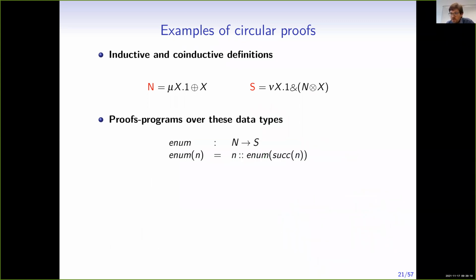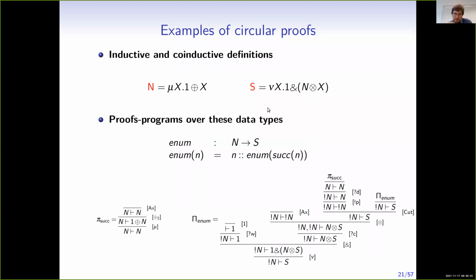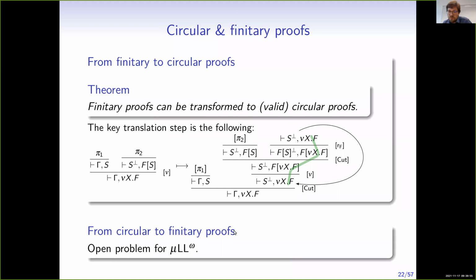But this can be done also with co-inductive statements. So this formula represents streams of natural numbers. If pi suc represents the successor function, I have here a proof that will enumerate every natural number and build a stream of every natural number starting from its input. Here I'm using the bang of linear logic to allow me to make this contraction and the weakening here, and I will discuss this after reviewing the cut elimination result for mMALL.